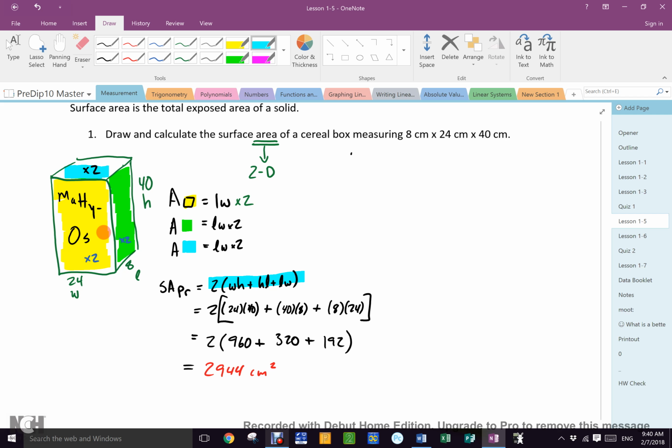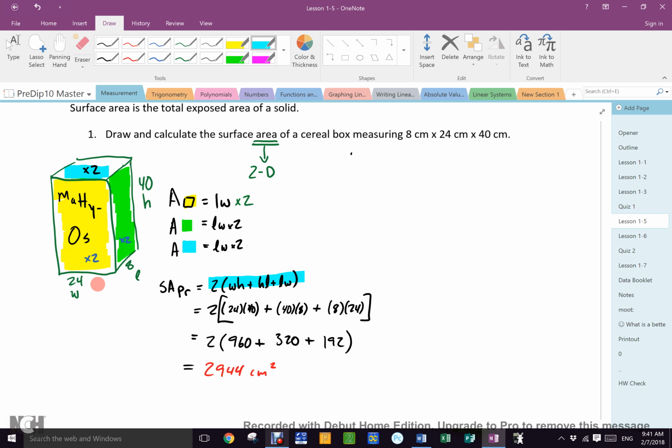If this was an apartment building, would you count the bottom rectangle as part of the surface area? Yes. Why? Why wouldn't you? Because it's the amount of floor space you have to walk and move around on. Do you count the ceiling as surface area?